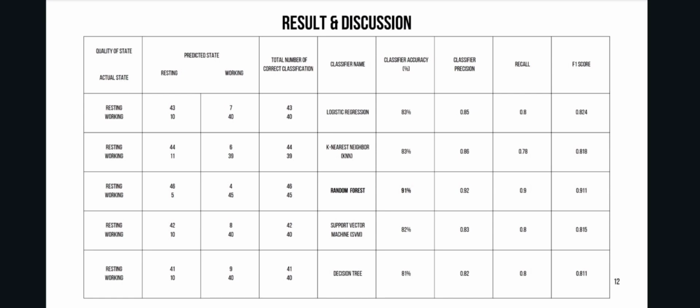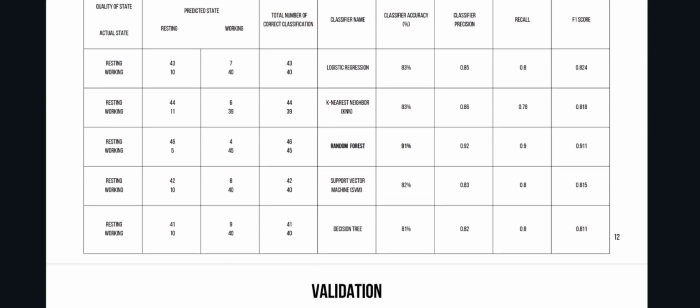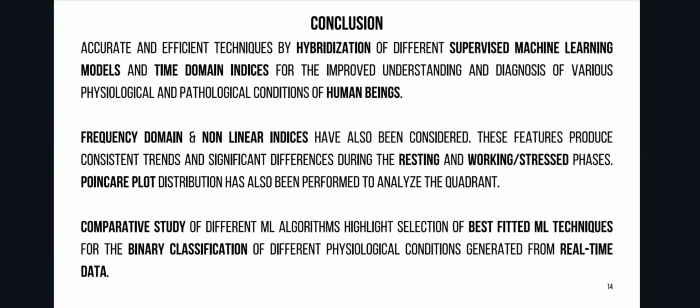It has been observed from the table the accuracy of the random forest machine learning approach is found to exceed 91%, and the remaining classifiers give the accuracy below 90%. This figure shows all the ROC curves of each ML model. To conclude, it can be said that accurate and efficient techniques by hybridization of different supervised machine learning models and time domain indices for the improved understanding and diagnosis of various physiological and pathological conditions of human beings have been proposed. Frequency domain and nonlinear indices have also been considered.